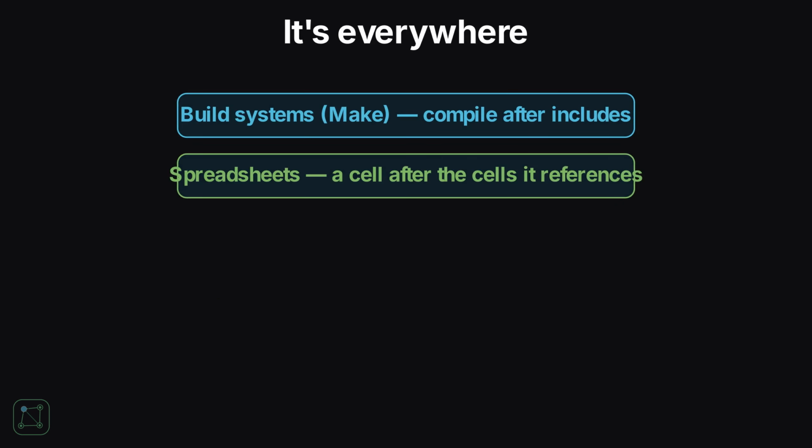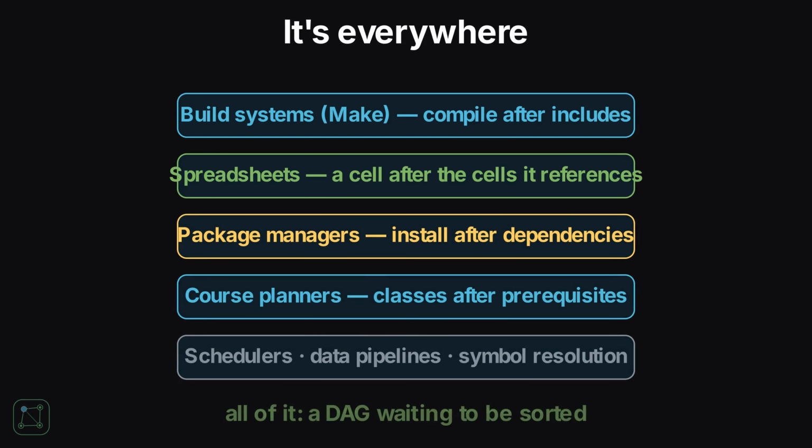Build systems like make topologically sort your files so each one compiles only after the things it includes. Spreadsheets sort cell formulas so a cell is computed after the cells it references. It's the same trick every time. Package managers order installs so every library lands after its dependencies. Course planners sequence classes after their prerequisites. Task schedulers, data pipelines, even resolving symbols in a program. All of it is a DAG waiting to be sorted.